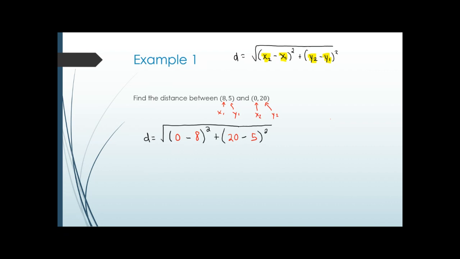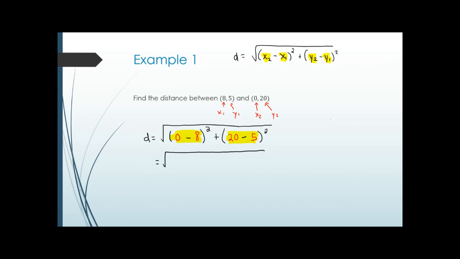So when we're following the order of operations, we have parentheses first. So that means I need to simplify what's inside the parentheses before I do anything else. So I need to, let me make sure my highlighter is the right color, I need to do the 0 minus 8 and the 20 minus 5 before you square, because parentheses comes before the exponents.